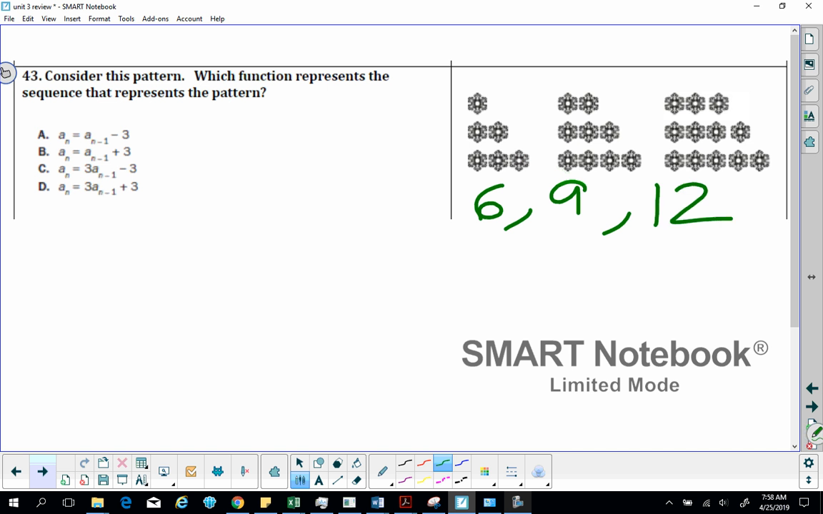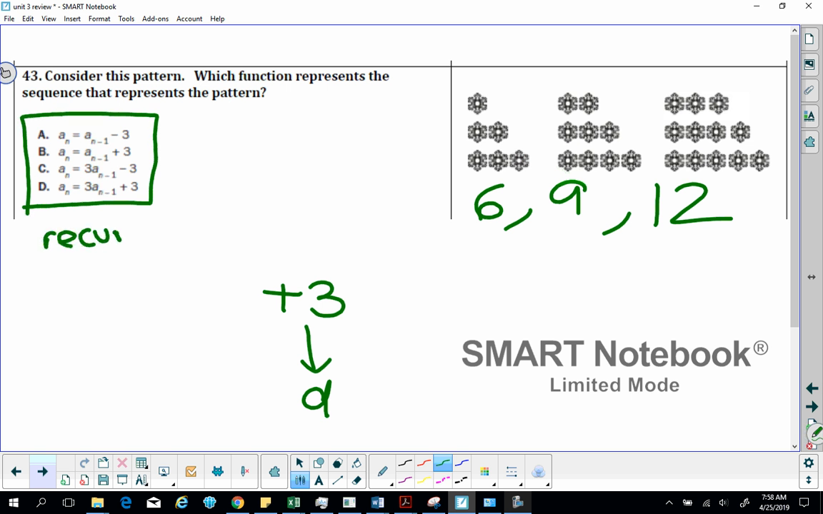When I'm looking at it from 6 to 9 to 12, what's the pattern? Is it not times 3, adding 3, right? Because 6 plus 3 is 9, 9 plus 3 is 12. So I know that I'm adding 3 over and over again, which is my slope or my difference, right? I can see that looking at the answer choices, they're all in recursive form. I also know it's arithmetic because I'm adding over and over again.